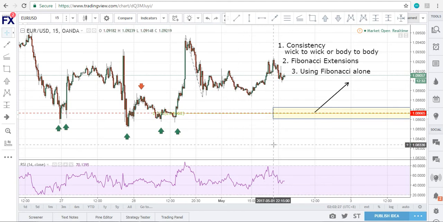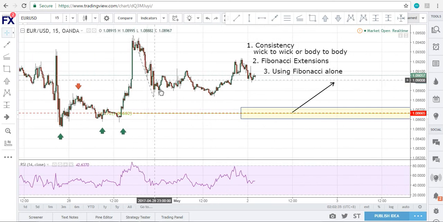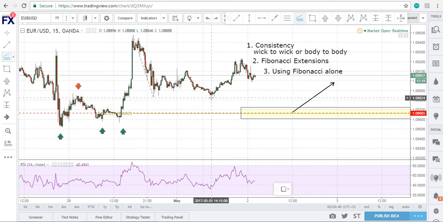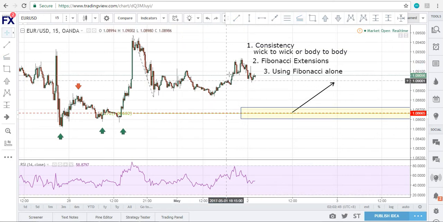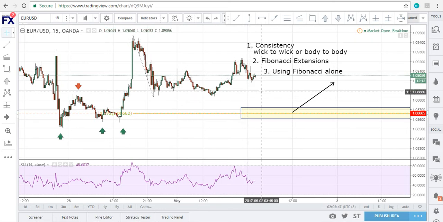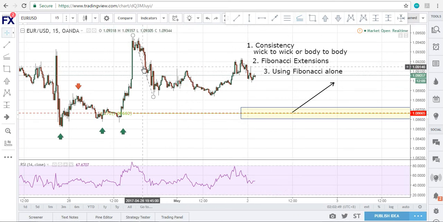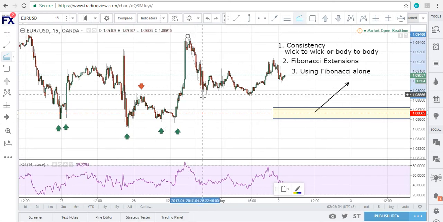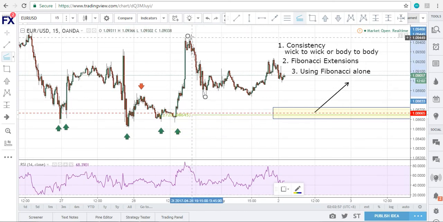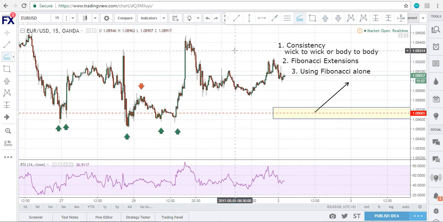So just to recap: number 1, consistency. We should always have wick to wick or body to body, depending on your style. Number 2, Fibonacci extensions are from swing highs to swing lows, or swing lows to swing highs and back down to swing low. It's never swing high to swing low back to retracement, or swing low to swing high back to retracement. So just to repeat that again, it is never swing high to swing low back to retracement. It is swing high to swing low back up to swing high. And that is how you use the Fibonacci extensions.